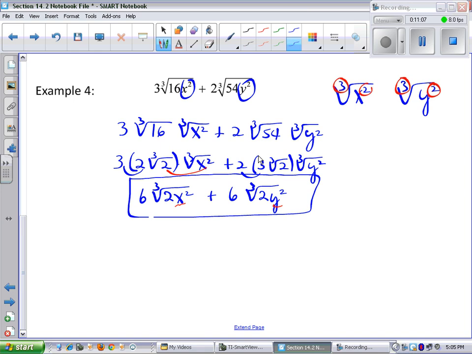This has been section 14.2. You will need to do the homework on this section. You will need to do the quiz on section 14.2.